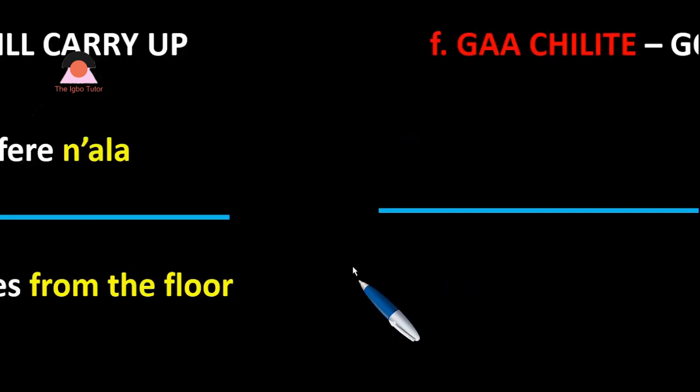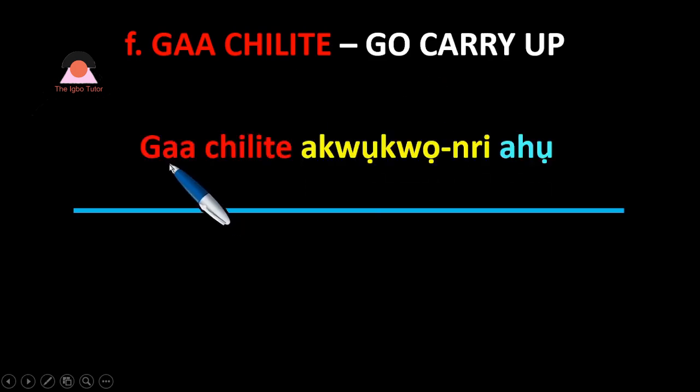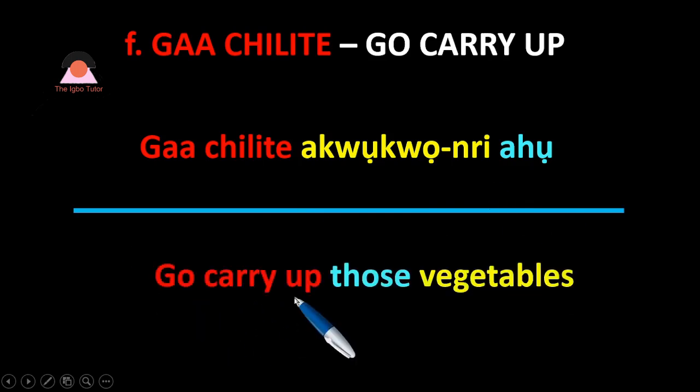Let's move on to ga chilite, an instruction now, or a command. Go carry up. Sentence example. Ga chilite akwụkwọ nri ahụ. What does this mean? It means go carry up those vegetables. The colors should guide you on the meaning of each word.